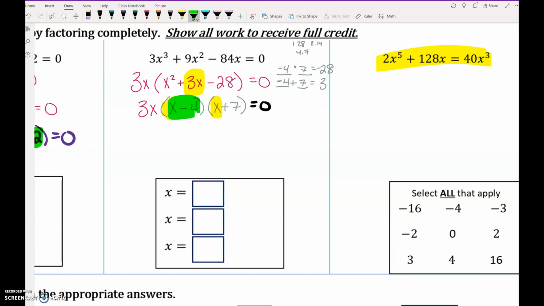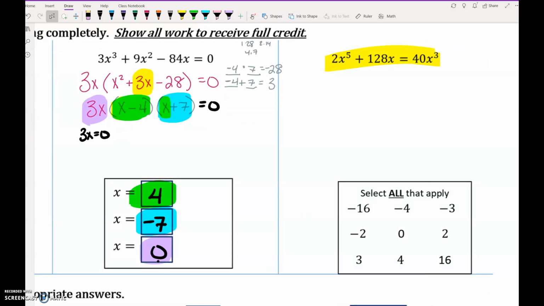The green part, x minus 4, that's going to give us a solution of positive 4. This blue part, ignore the little green right there, will give us a solution of x equals negative 7. And anytime that you have a monomial in front, your solution is going to be 0. Think of it as 3x has to equal 0. So 3 times what would give you 0? 0.